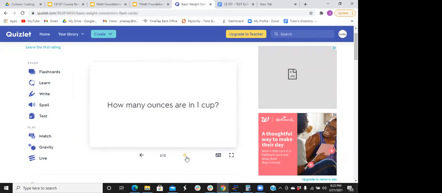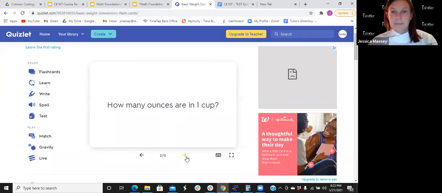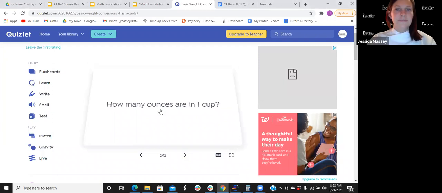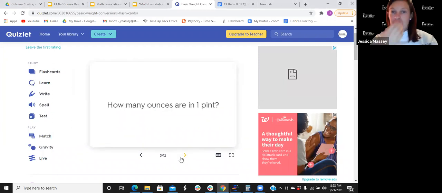So, how many ounces are in 1 cup? 8 ounces. Perfect. Nice job. How many ounces are in 1 pint?